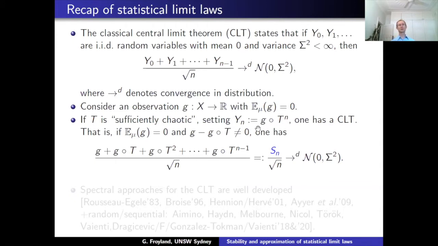And by now it's well known that if T is, I've written here, sufficiently chaotic, and you could think of this in terms of quasi-compactness, but there are other ways of thinking about this. Basically, the correlations between each of these observations should decay sufficiently rapidly, and if that occurs, then you get a central limit theorem. This sum here, which I'm calling S_n, or later I'll refer to as a Birkhoff sum, converges in distribution to a normal random variable.